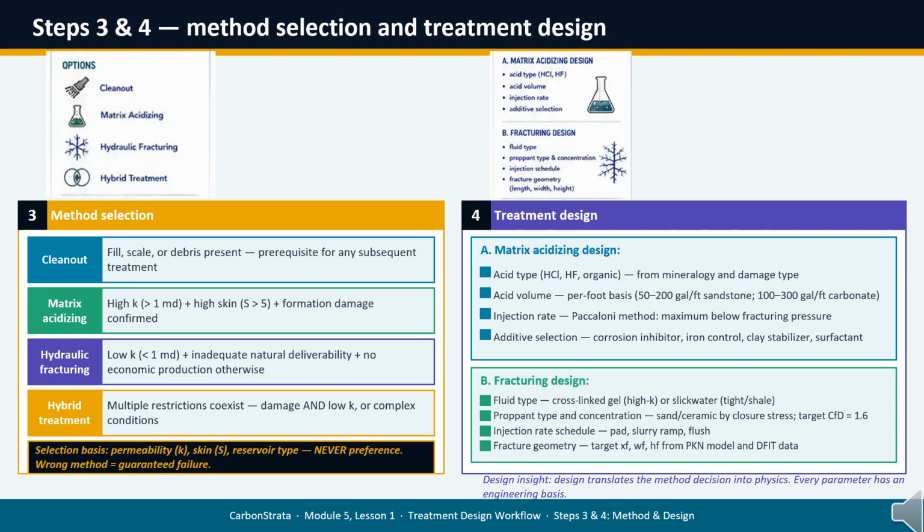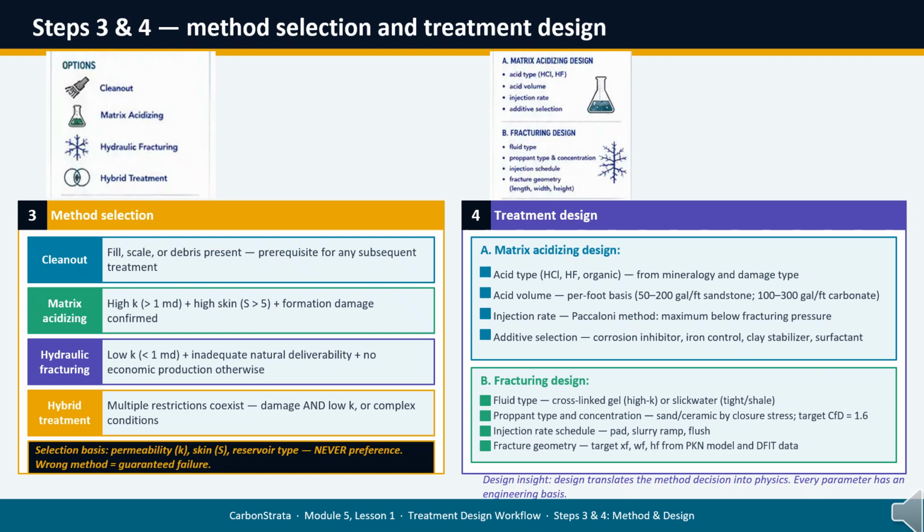Now connect both parts. Method answers what to apply. Design answers how it behaves. If method is correct, but design is weak, the treatment still fails. Now read the rule on the slide. Design is physics, not approximation. Every parameter must reflect the formation, not habit.